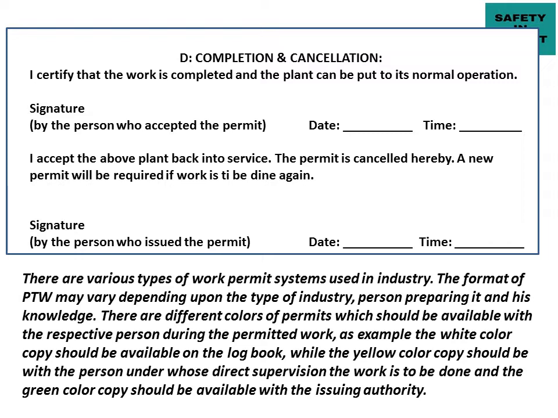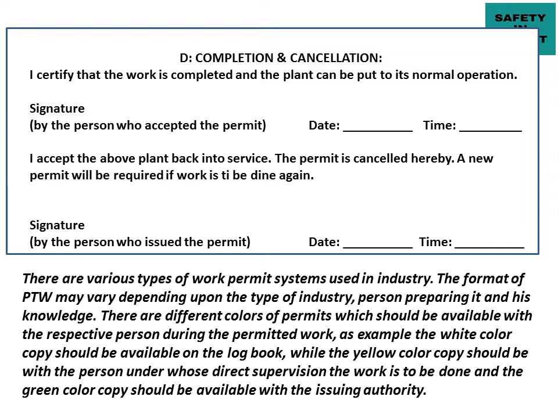So, under whose direct supervision the work was going on, he has to certify that the work is completed successfully and everything is in safe and normal condition. The plant can be put into a normal operation. So, his signature, date and time. And the next part is cancellation.